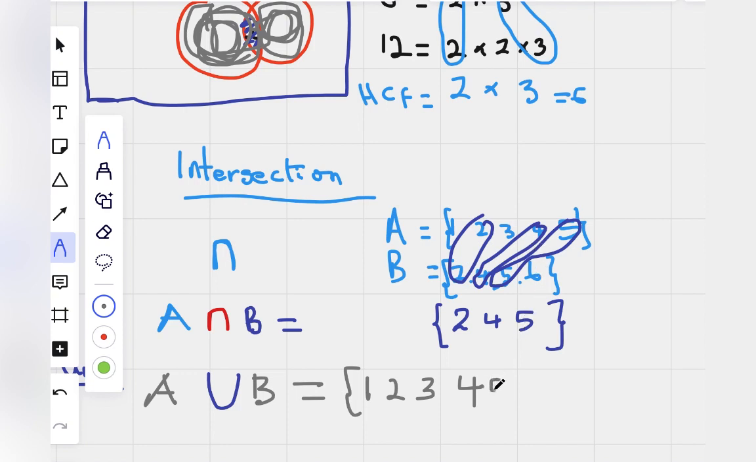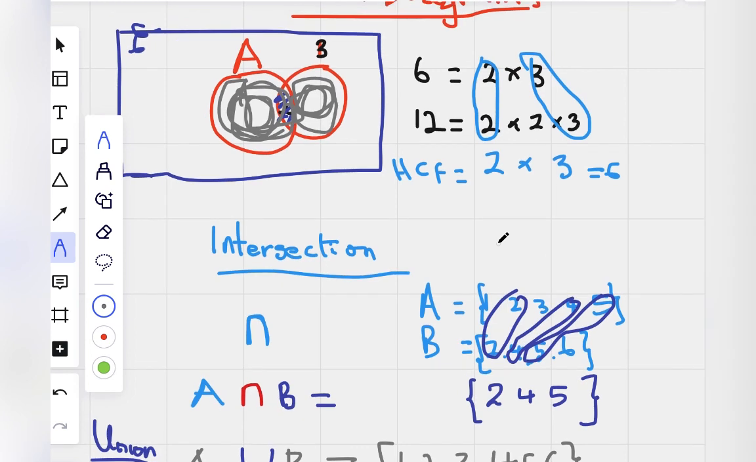5 and 6, meaning you'll be asked to list every element that is in set A or in set B. You have to list all of them out. That's the meaning of union. So I hope this has given a very good clue.